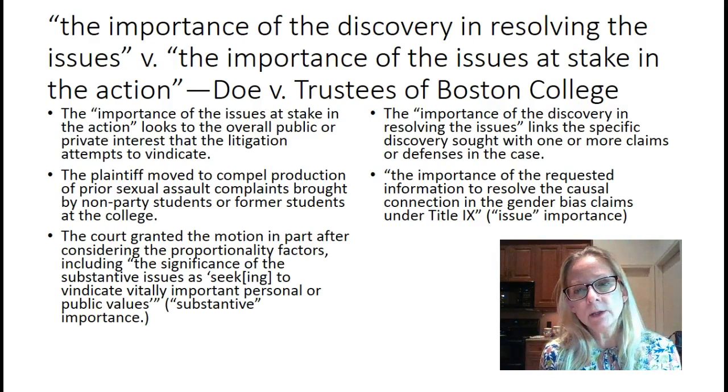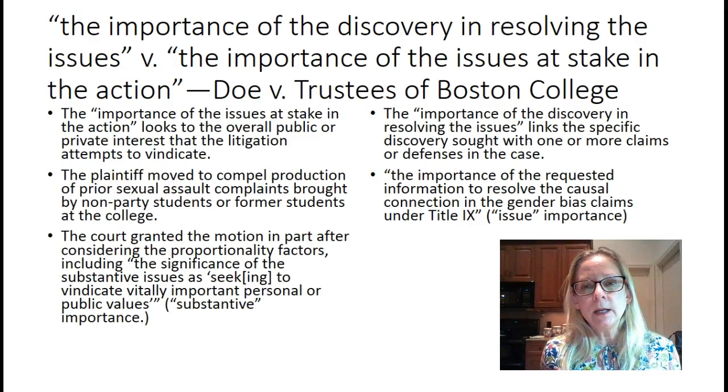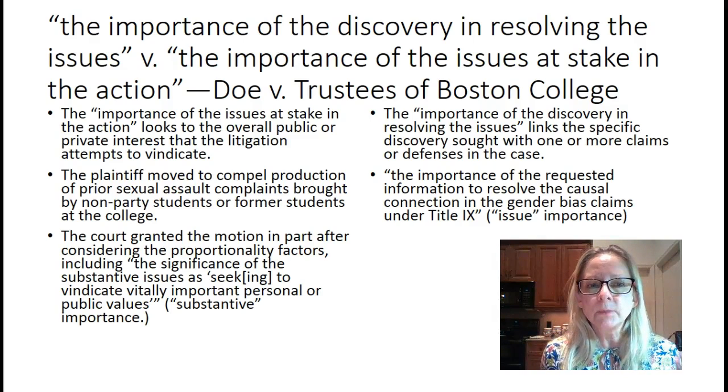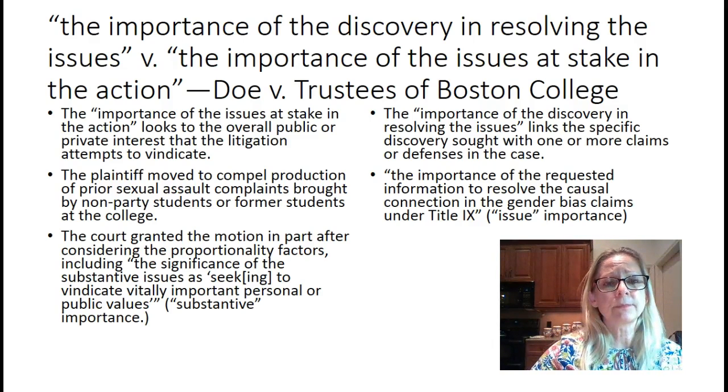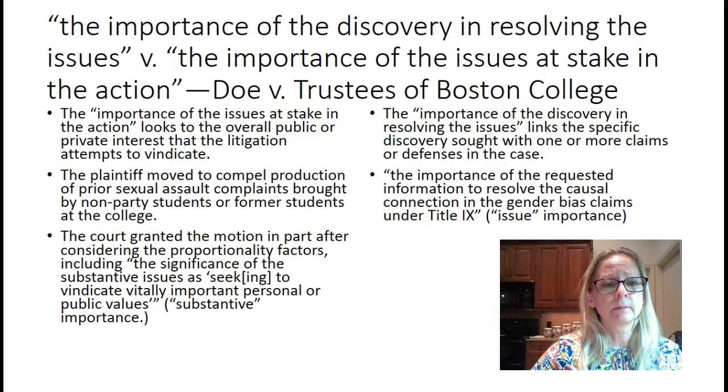So in the Doe case, the court said the importance of the requested information, these complaints brought by former students of sexual assault, to resolve the causal connection in the gender bias claims under Title IX.